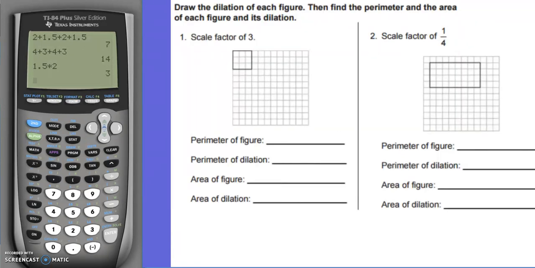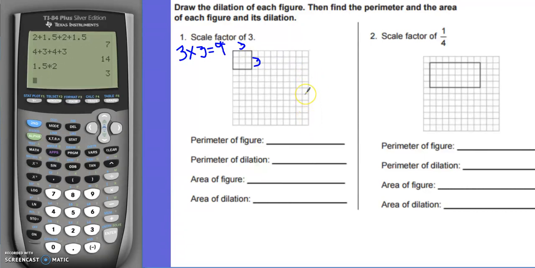All right, we have a scale factor of 3. This side length is 1, 2, 3. This side length is 1, 2, 3. So this is a square. And if we did 3 times 3, we'd get 9. So we would have a new figure that is 9 by 9.